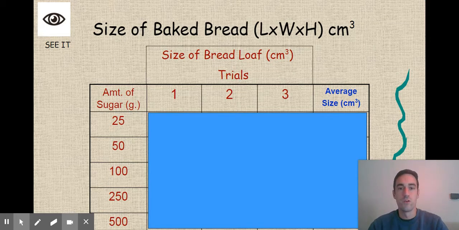His dependent variable goes on the x-axis, which is across. And then he's going to make sure that he has his average size here. He's going to actually find the volume, length times width times height, of his bread, and go ahead and fill in the average for all 3 trials.